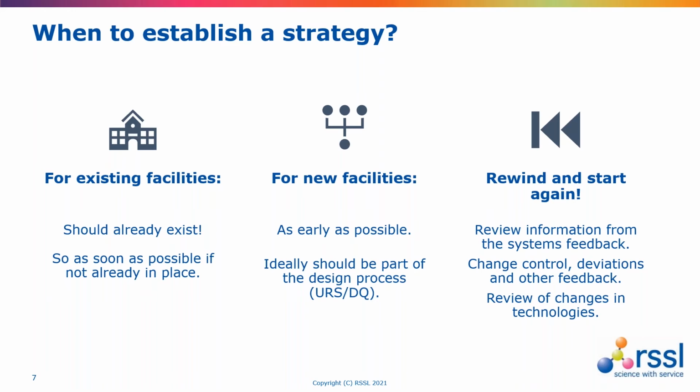For new facilities, then as early as possible, and again the indication within the regulations is that you're really considering this as part of the design process. Obviously you'll develop it and revise it as things go on, but you're having that approach to contamination control very early in the process. And there's going to be times when you need to review. So you're going to get information from various monitoring and control systems, from change controls, deviations, and other forms of feedback, and also to adapt the strategy to advances in technology.